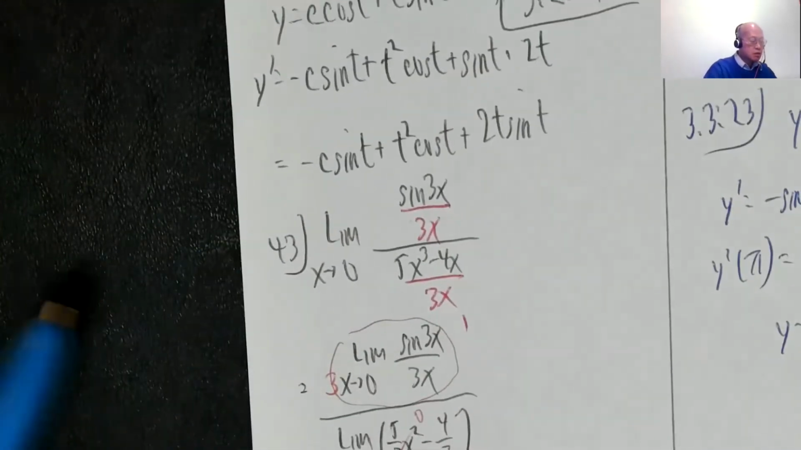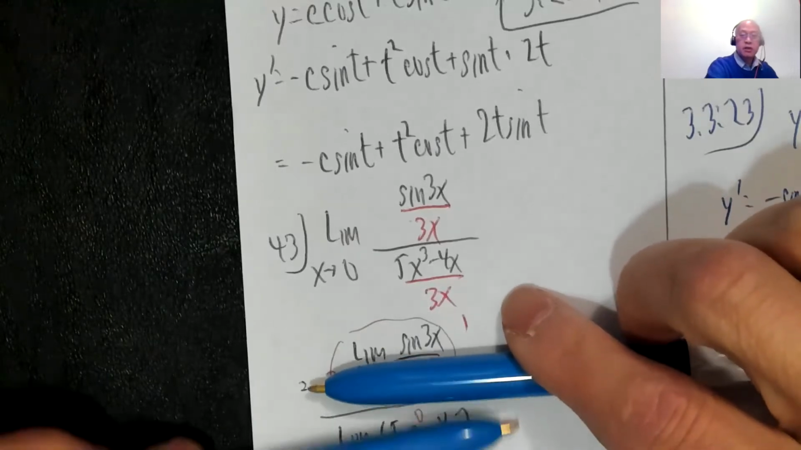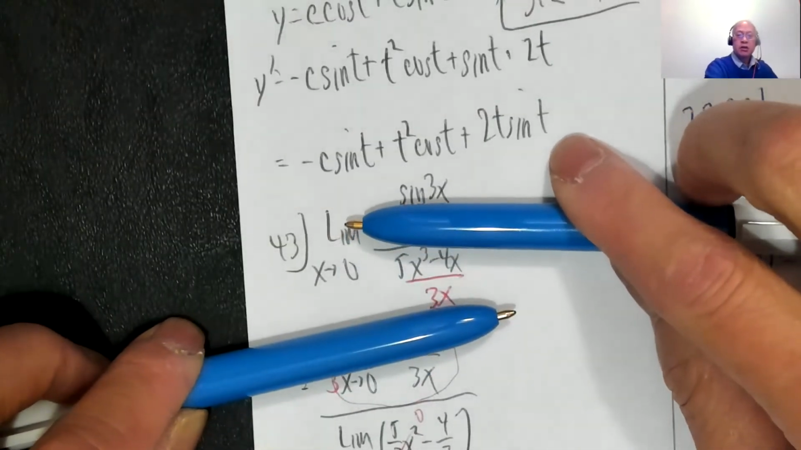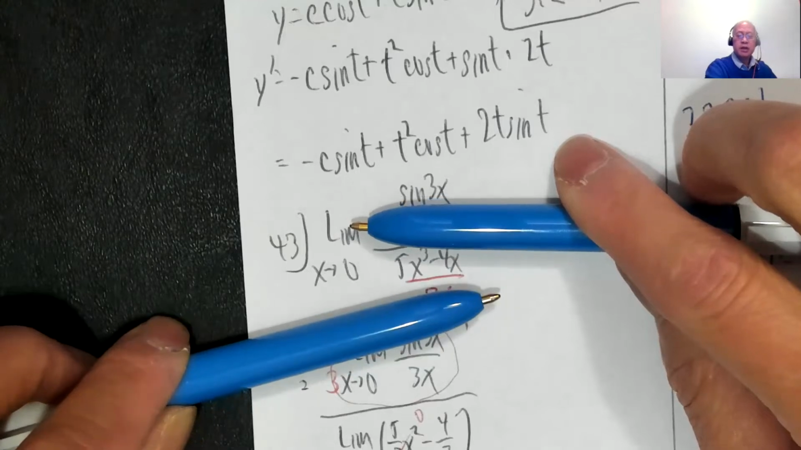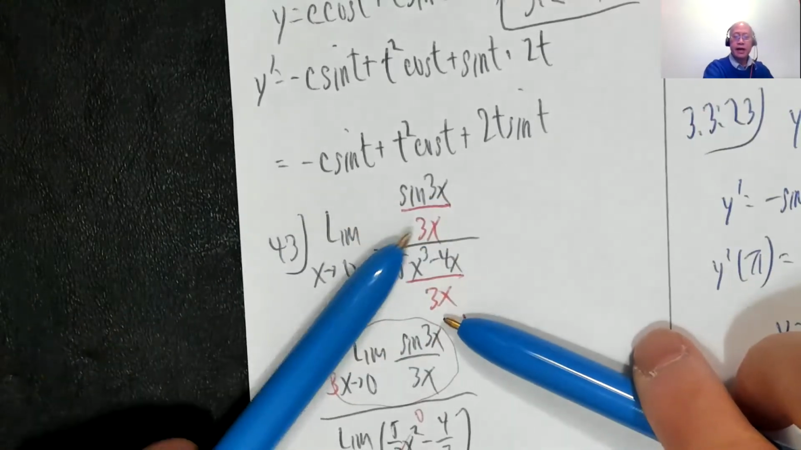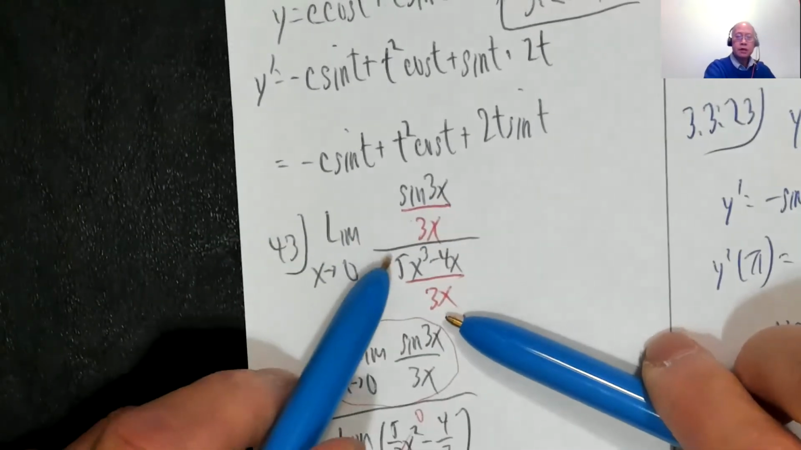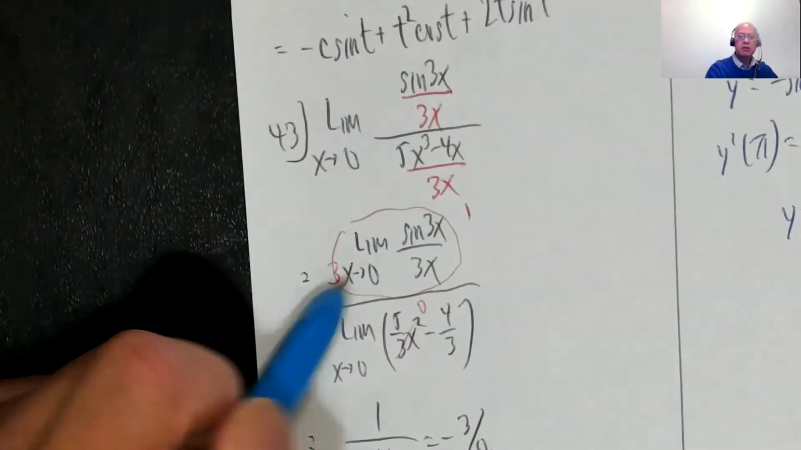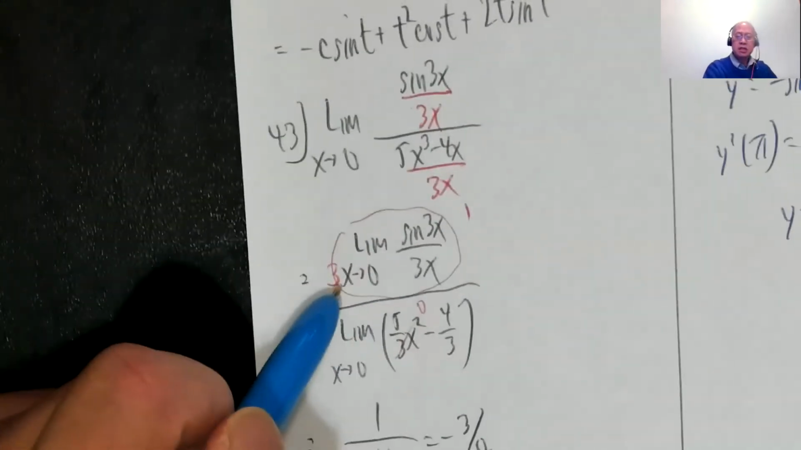Okay, one of those limits, 43, again, the original was limit as x approaches 0 of sine of 3x over 5x cubed minus 4x. The trick is to divide top and bottom by 3x. Okay, and then the limit of a quotient is the quotient of the limits. Limit as x approaches 0 of sine 3x over 3x. This is going to be 1.